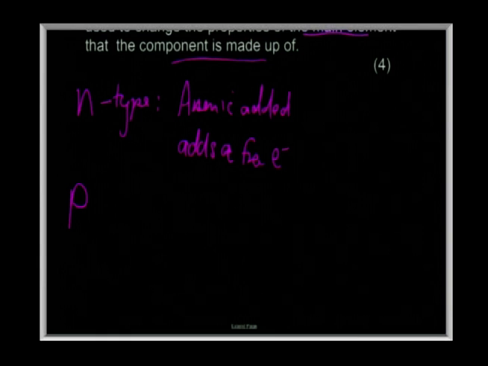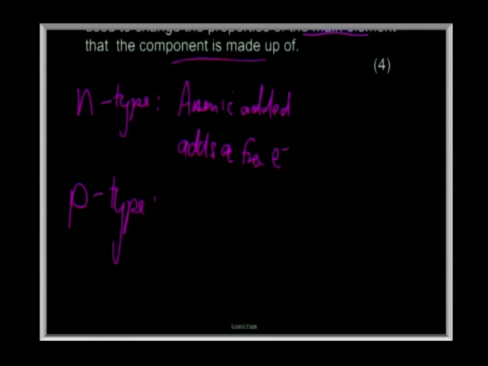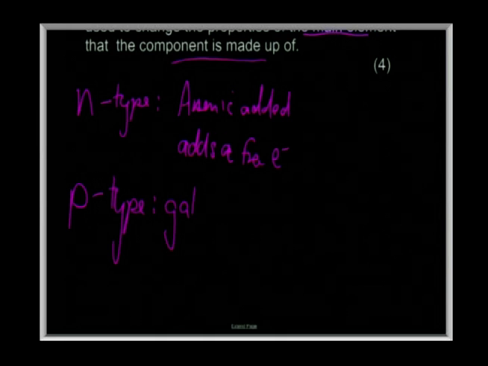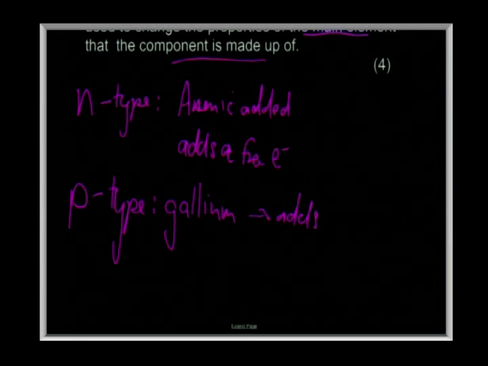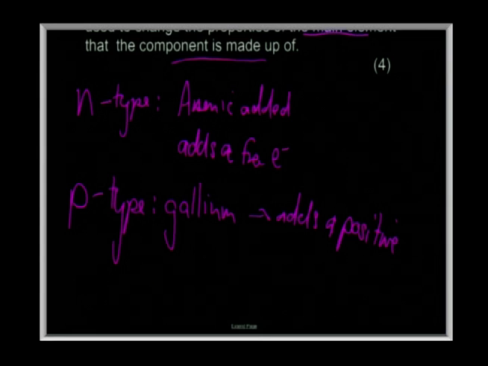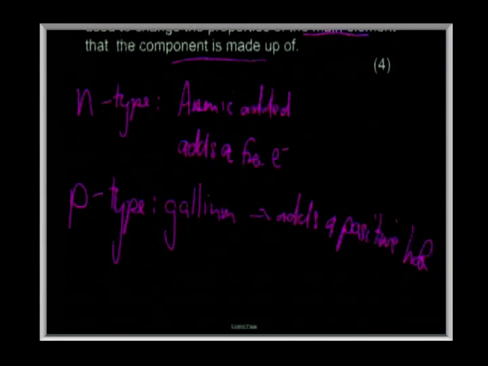What about our P-type materials? Well, in our P-type materials, we use a different dopant. We use gallium. The reason that we add gallium is because it adds a positive hole compared to the other substance that the P-type material is made up of. So those are the two dopants that are added to N and P-type. In the P-type, we've got more holes. In the N-type, we've got more electrons.